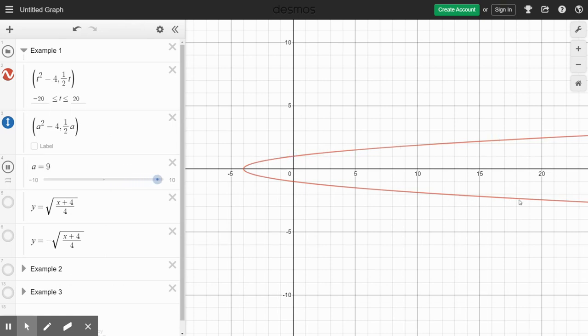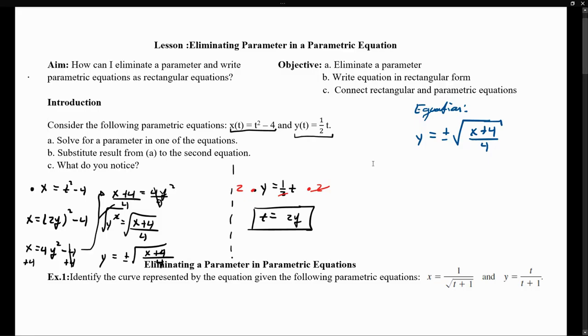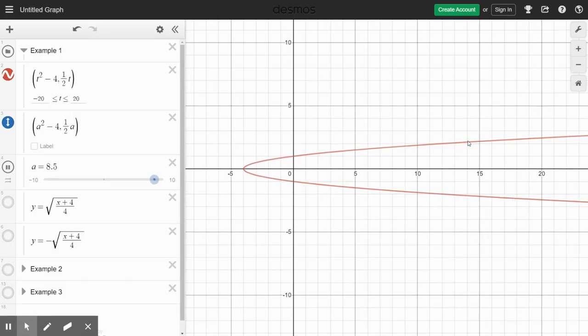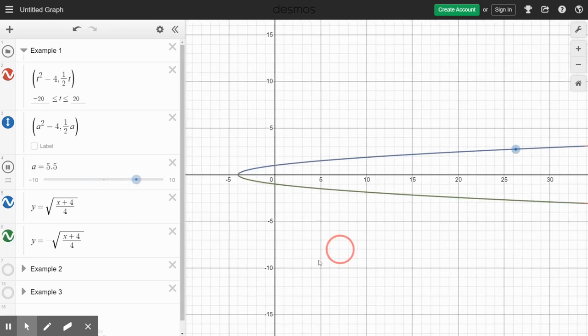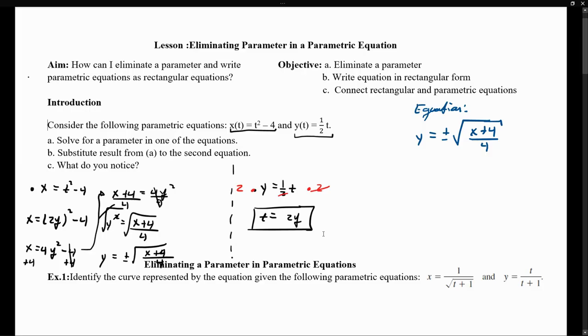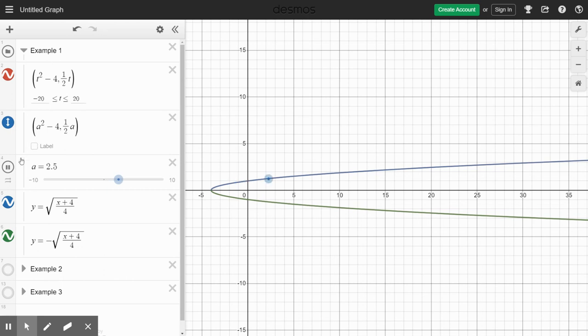Notice that the orientation seems to be following this way. But now let's graph our results, because we're saying that if I graph the equation plus or minus the square root of (x plus 4) over 4, it should have the same curve. Let's see if that is true. That's the plus, and that's the minus. Now notice that the equation we just came up with has the same curve as the one given to us by the parametric equation.